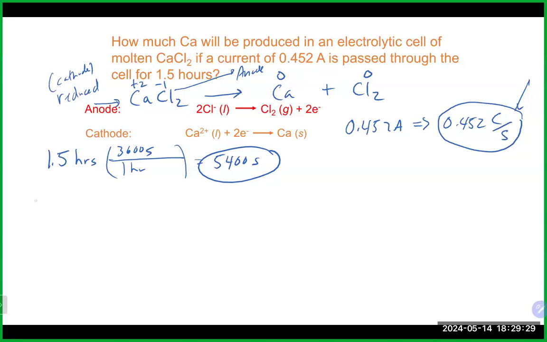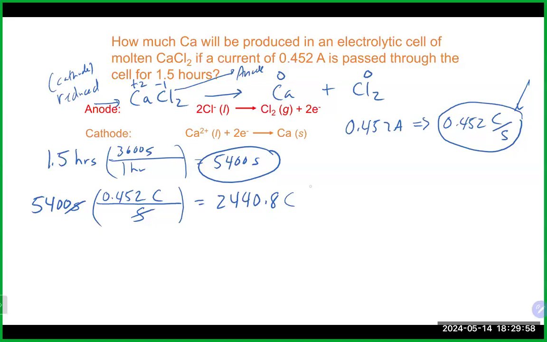So we're going to take 5,400 seconds, which is how long we're running the cell for. We're going to times it by the amperage that has been converted into coulombs per second, which is basically the same number. And we will end up with 2440.8 coulombs.